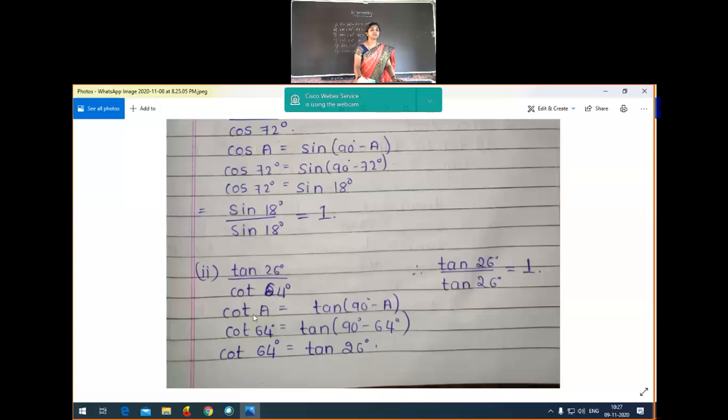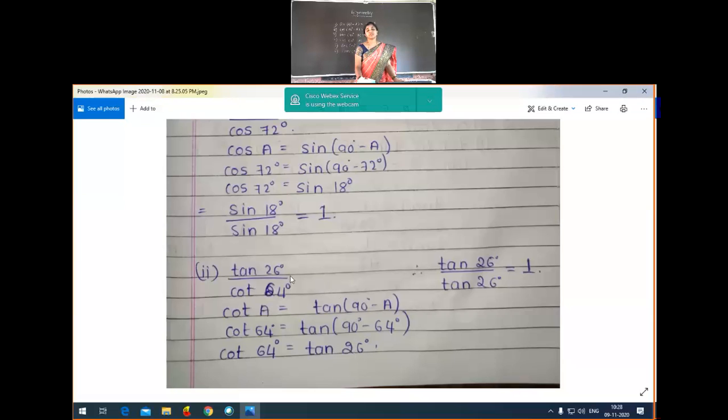So we are taking the result of cot A is equal to tan of 90 degree minus A. Place A as 64 degree. So cot 64 degree is equal to tan of 90 degree minus 64. That is, cot 64 is equal to tan 26. Okay, cot 64 is equal to tan 26.